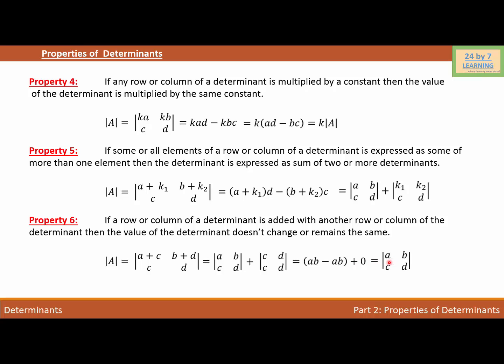These are the properties of determinants. They are very often used when you simplify a determinant.